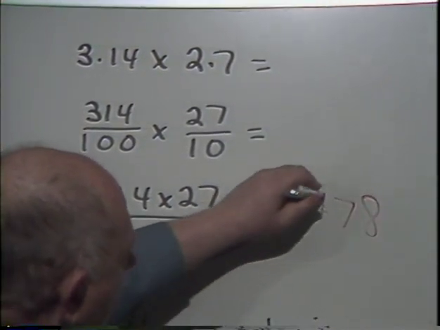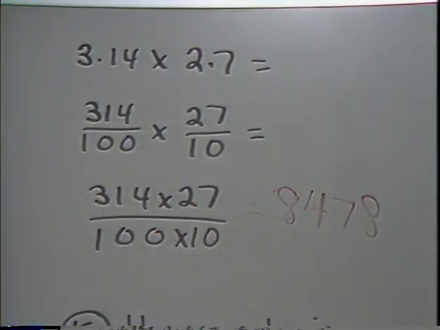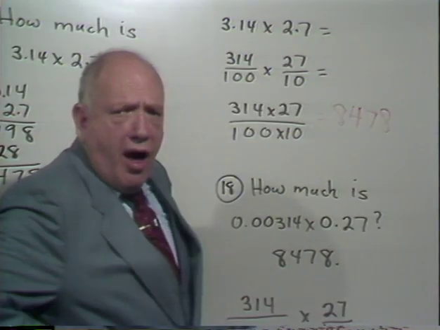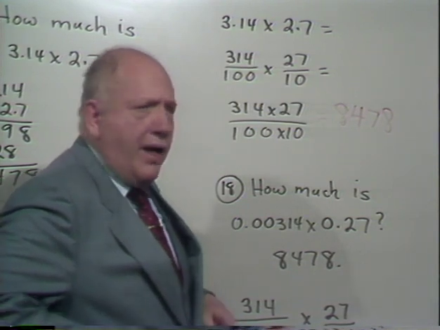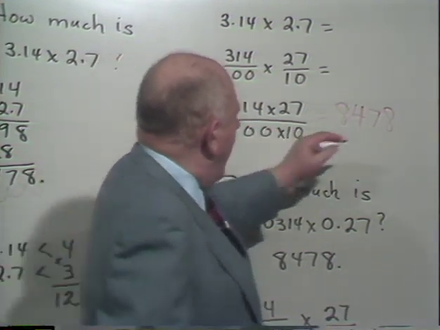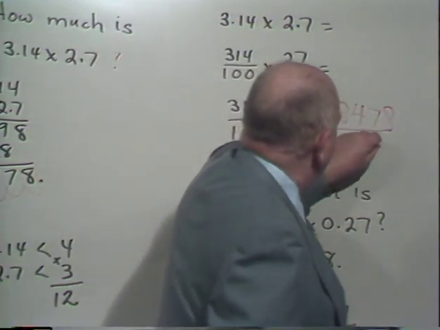That was why you multiplied as if the decimal points weren't in here. That's where your 8,478 came from. But you also have to do what? Multiply the denominators. 100 times 10 is 1,000.